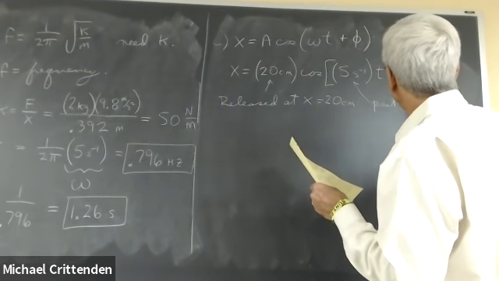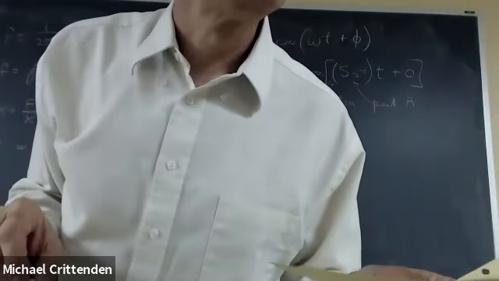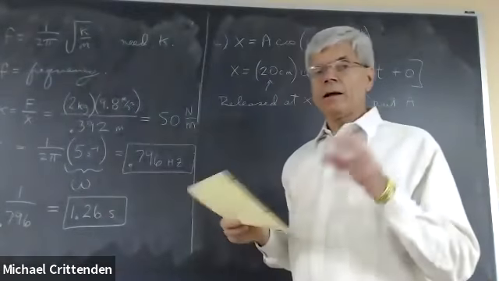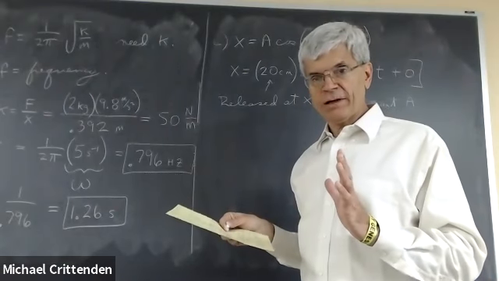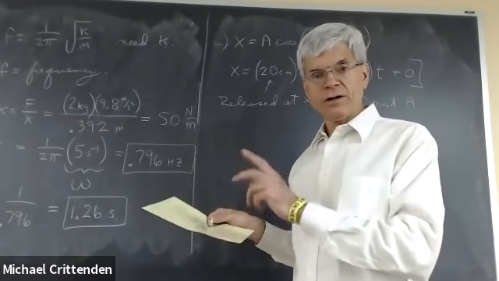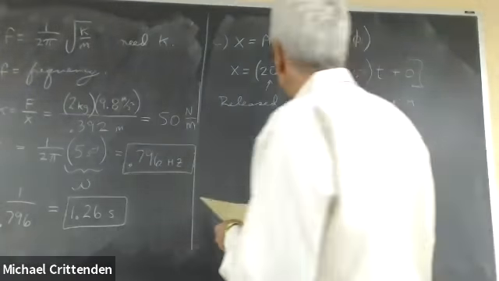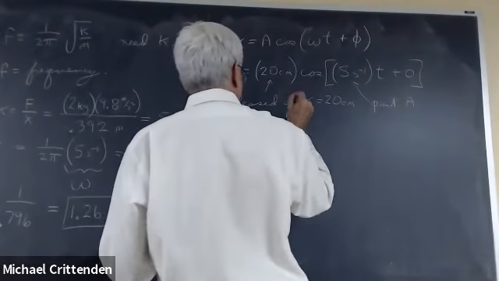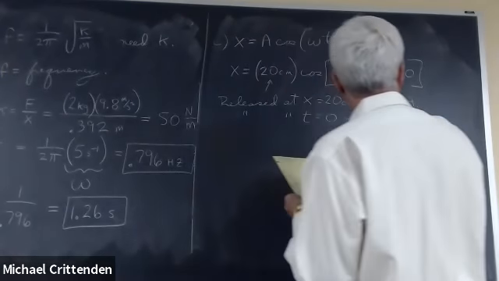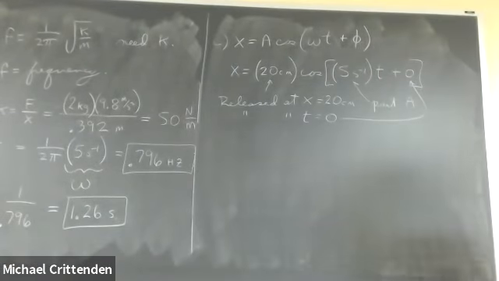As for the phase angle, the question says it was released at t equals 0. Well, if it's at its maximum displacement at t equals 0, that's what a cosine function does all by itself, without any phase angle to slide it one way or the other. So because it's released at t equals 0, that's how I knew to put in a 0 for the phase angle.